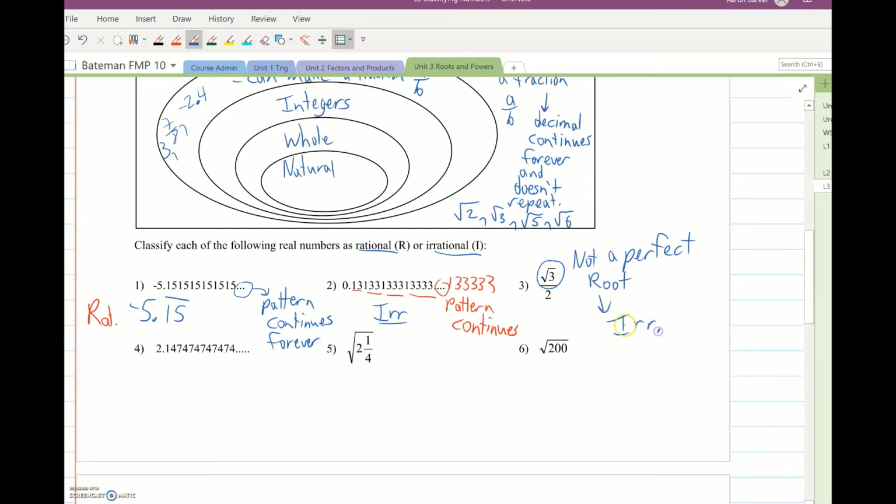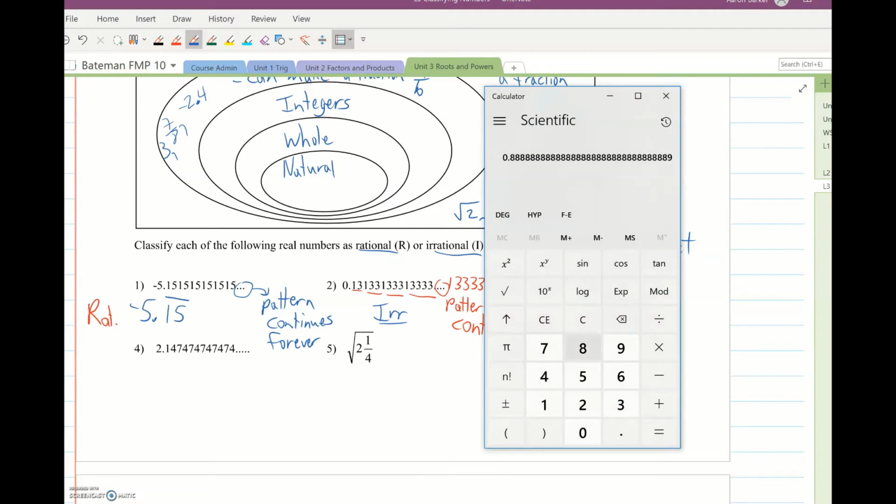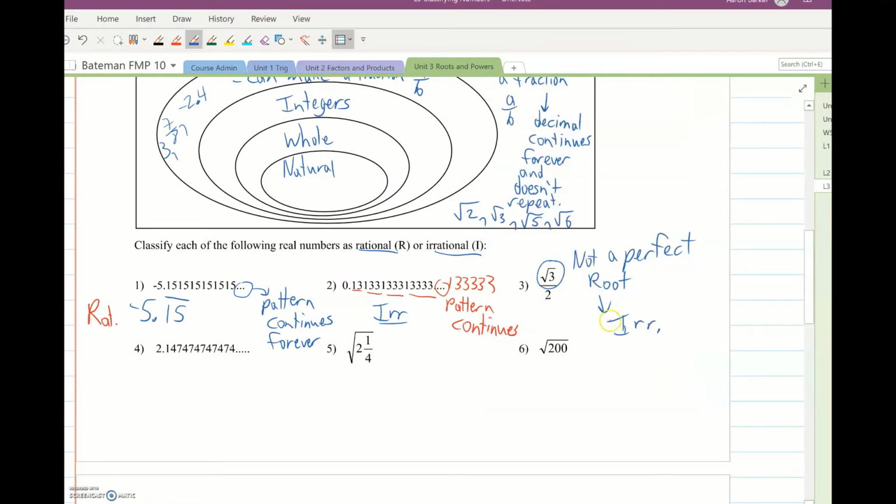So we can go to our calculator and simplify it. Root 3 divided by 2 goes forever. There's no repeating, it just goes forever. So it absolutely is irrational, and I knew that because root 3 isn't rational. If I had root 4 over 2, that would be 2 over 2, which equals 1, so this here would then be rational.